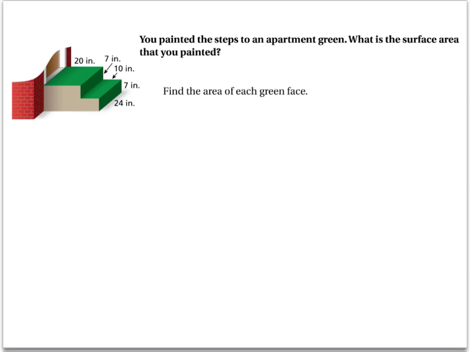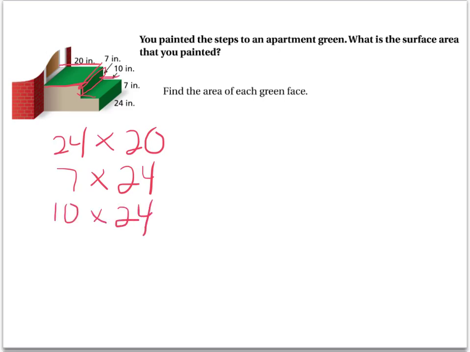This is a prime example of taking some type of figure and finding the surface area of some of it. Obviously, we're looking at combined composite solids. Gotta find the area of the green part here. I'm going to look at the box on the top as being 20 by 24, so 24 by 20. This box right here would be 7 by 24. This box on the top would be 10 by 24. And the bottom box there would be another 7 by 24.